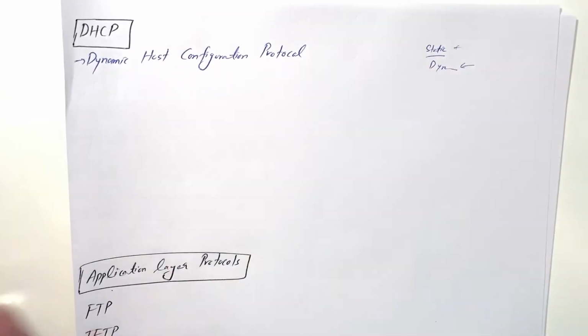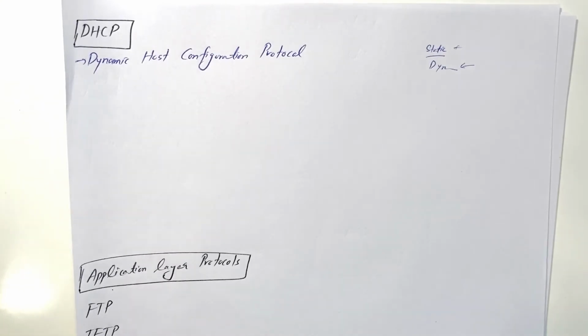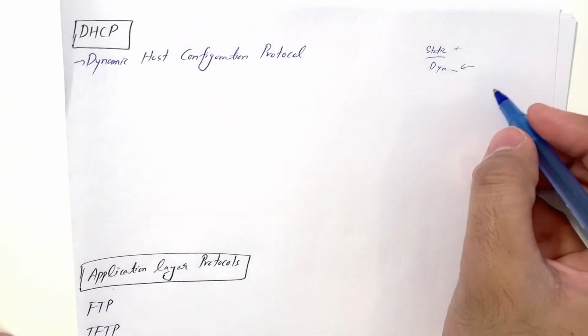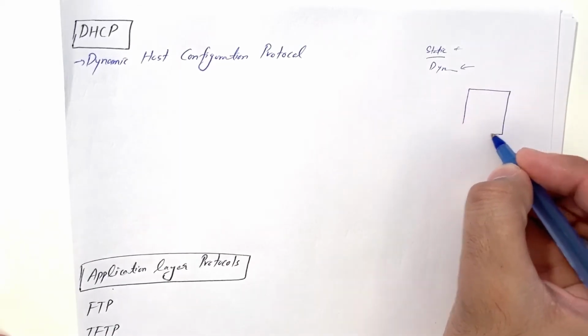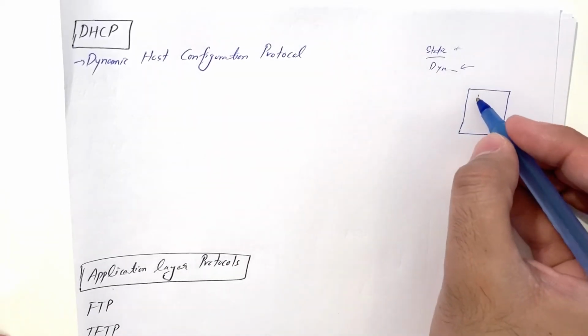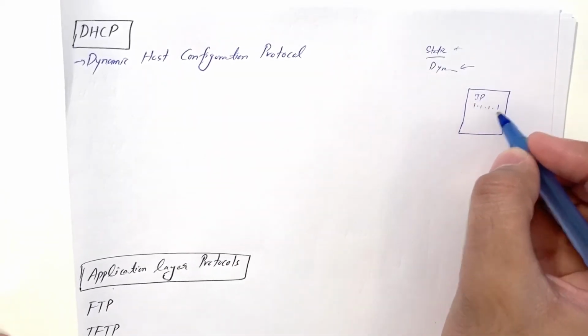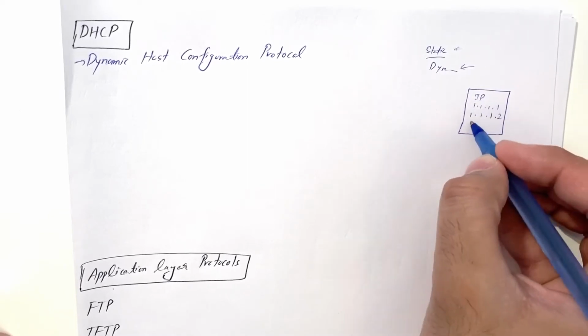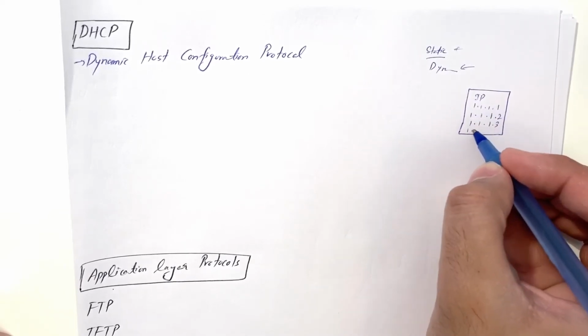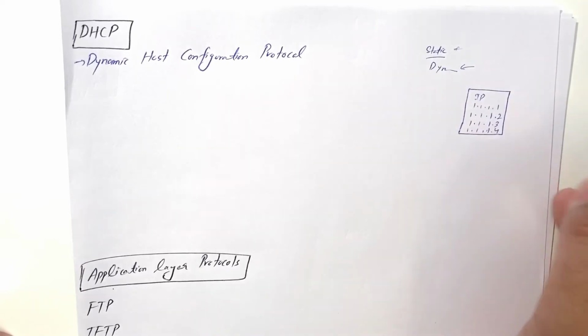Static means if you have a host with a certain level of privileges, you can assign it a permanent IP address which can never get used by anyone else. What I'm trying to say is, let's say this is a server, for example. We have a lot of IP addresses: 1.1.1.1, 1.1.1.2, 1.1.1.3, 1.1.1.4. Let's say we have these 4 IP addresses.